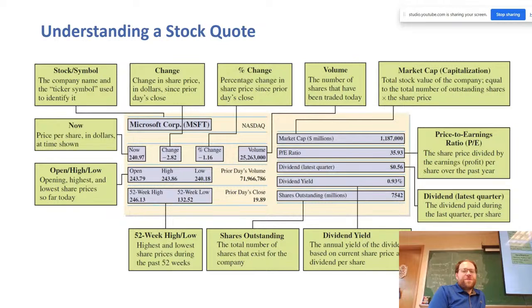Dividend latest quarter, that's how much they paid you to have the share of Microsoft. So in this case, 56 cents. Dividend yield is the percent of how much the share was. Shares outstanding, the total number of shares of stock that exist for the company.